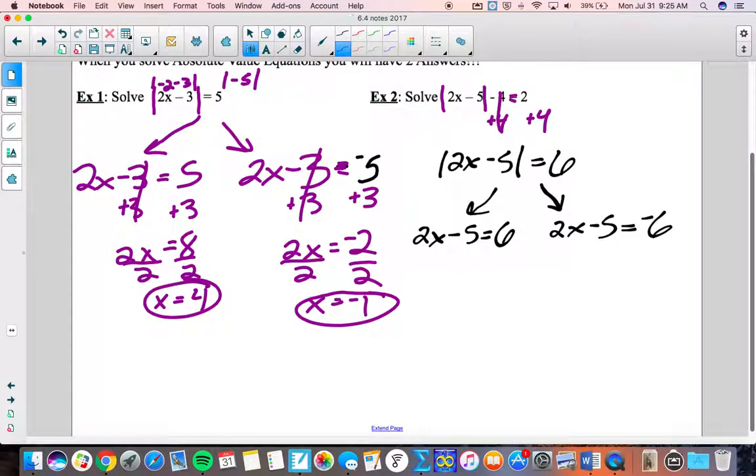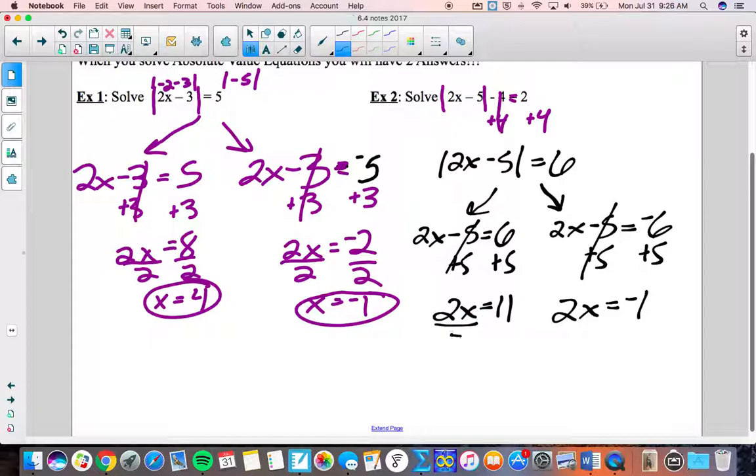So here we go. We're going to add 5 to solve for x over here. So we get 2x equals 11. Over here, if you want to, again, solve both simultaneously, now we get 2x equals... you should get a different number here, because this was 6 plus 5. This is negative 6 plus 5. Now solve for x, divide by 2. We get x equals 11 halves, or 5.5. Over here we get x equals negative 1.5.